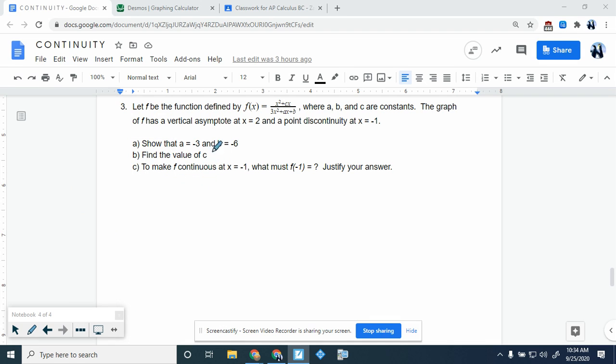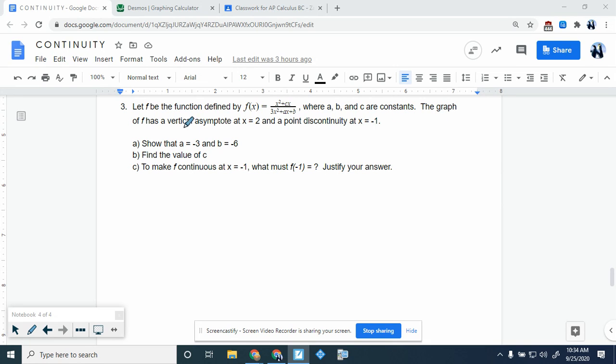Got a doozy of a question here. So it says, let f be the function defined by this, where a, b, and c are just constants. Looks again to be a rational function, polynomial divided by a polynomial. The only difference between this and the last question is now we have these mysterious values, a, b, and c in here that we're probably going to have to figure out.